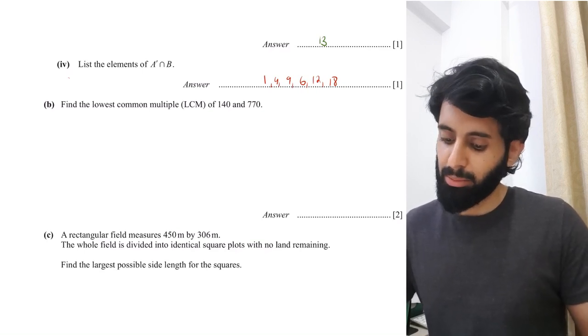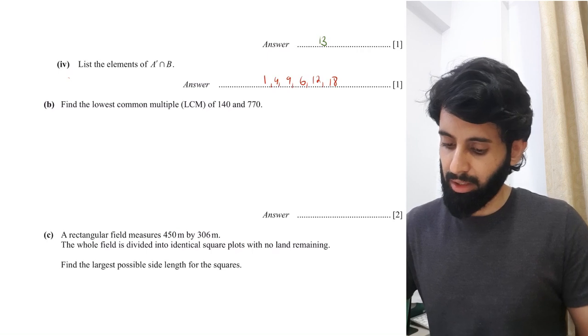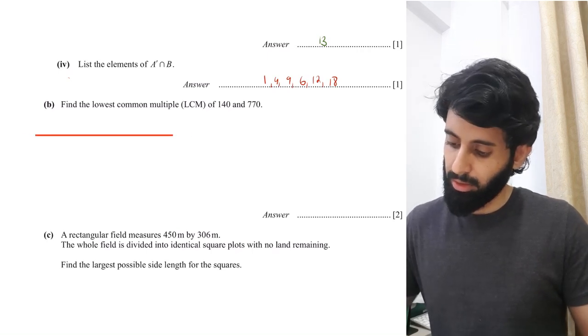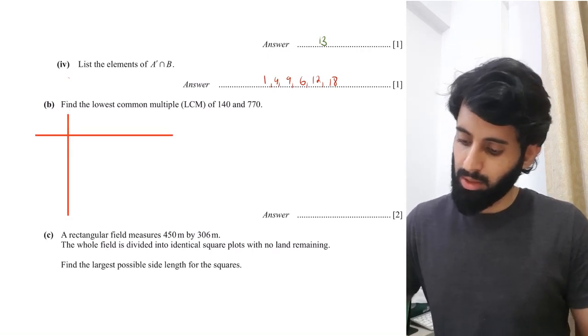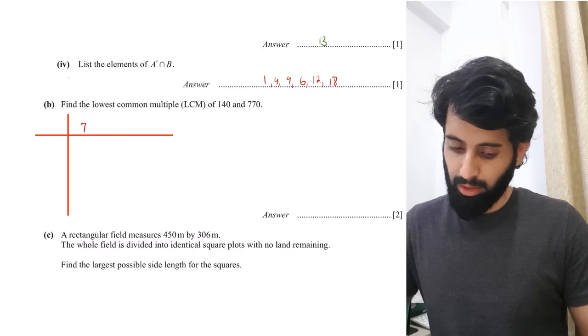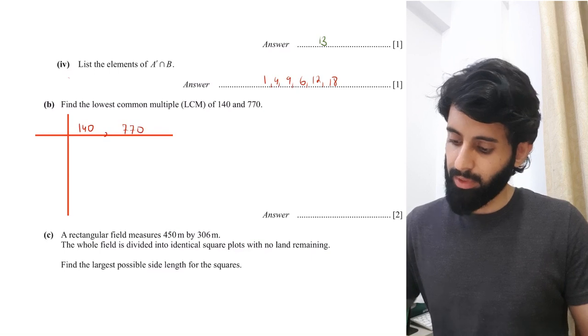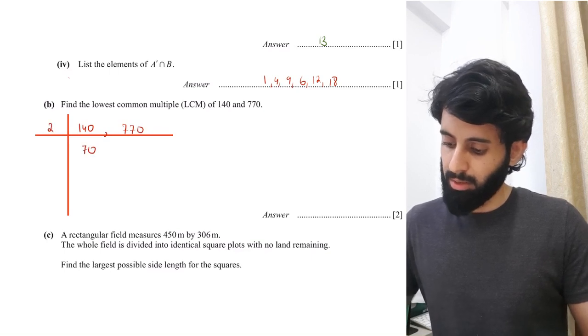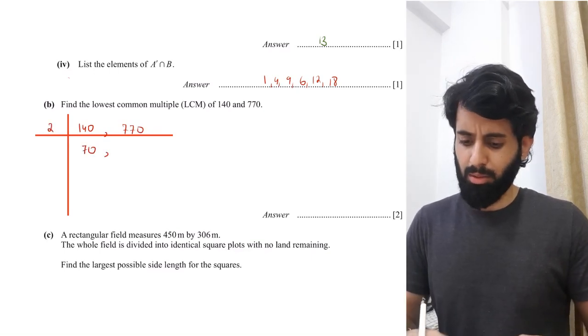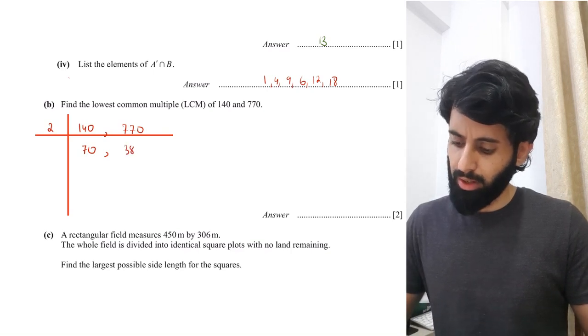Find the lowest common multiple of 140 and 770. LCM, that shouldn't be too hard. So we start off with, in fact, let me write 140 here and then 770 here. So let's start dividing by 2. So 2 into 70, and since this is paper 2, 770 divided by 2 is 385.